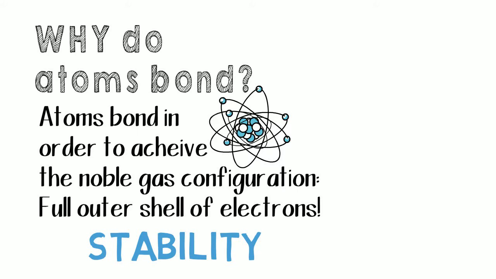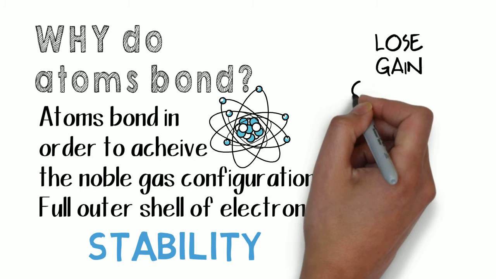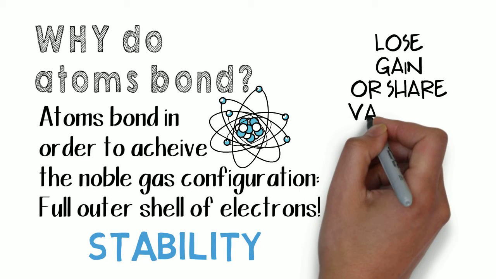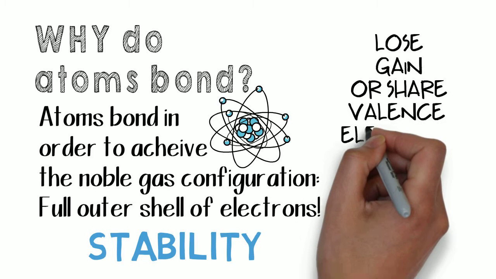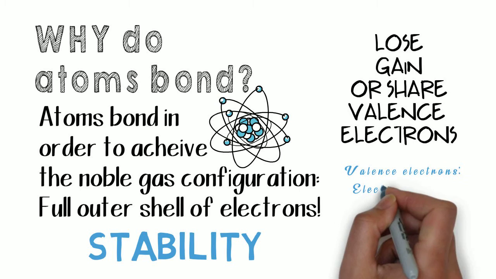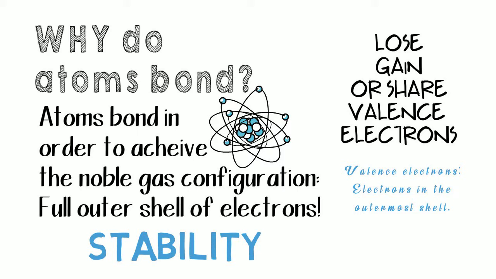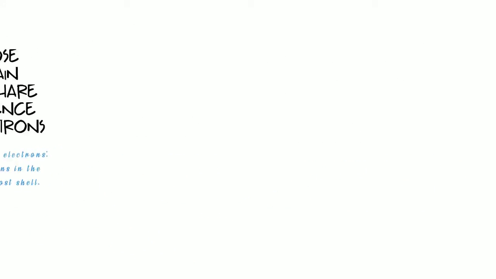But how can they get a full outer shell of electrons? Well, what they do is that they lose, gain, or share their valence electrons. You might be wondering, what's a valence electron? Valence electrons are the electrons in the outermost shell, or the highest energy level of the atom.